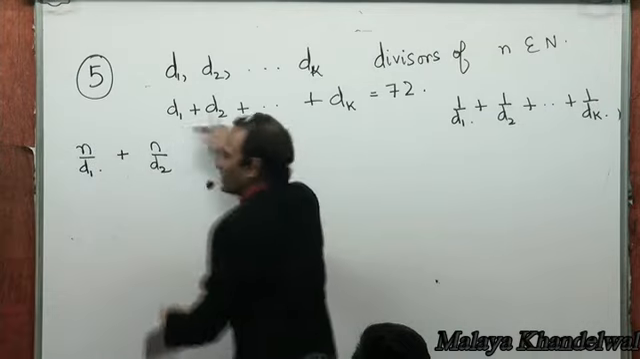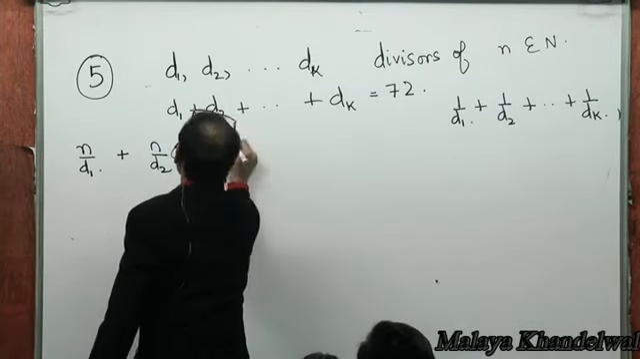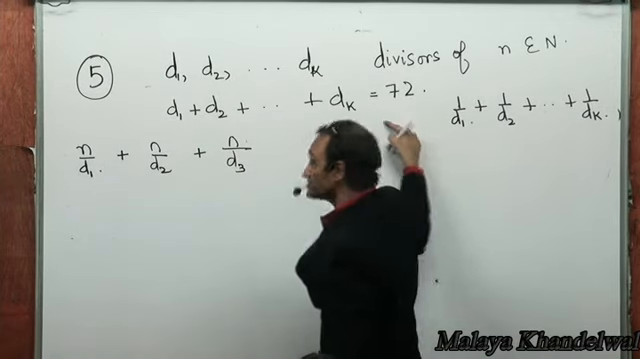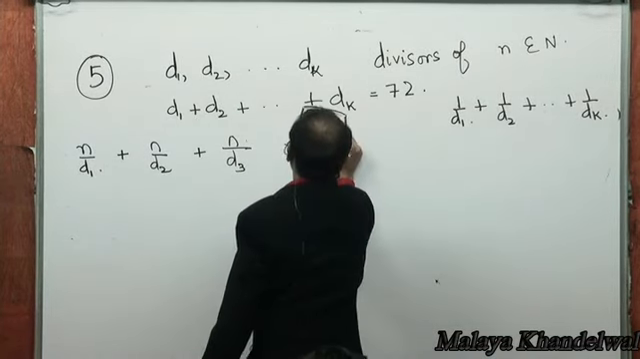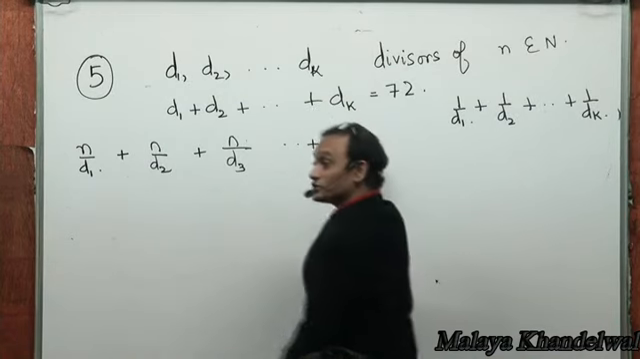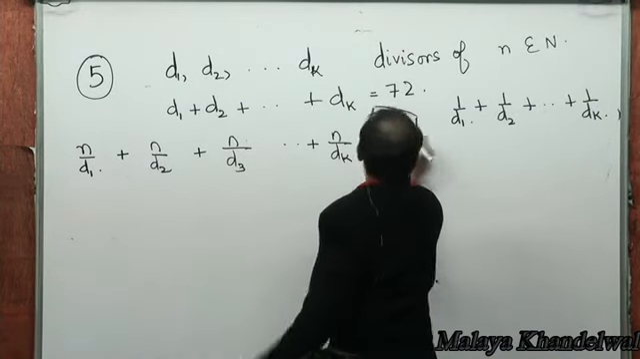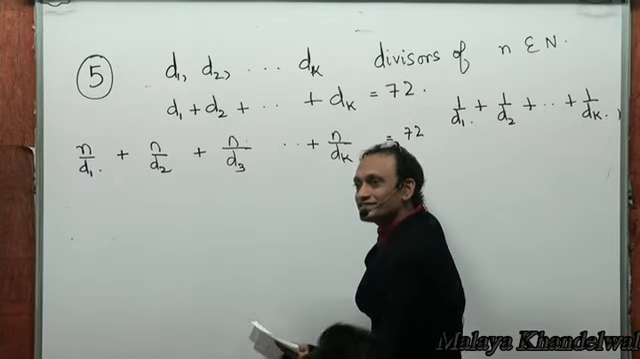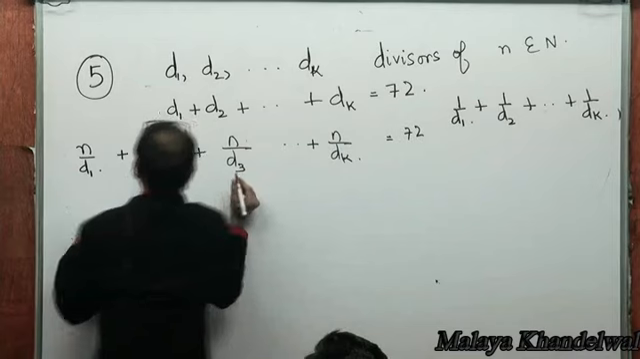And it will be some number here. N by D3 will also be a divisor of n. It will be equal to some divisor here. N by dk will also be a divisor of n. Some number here. And this must also be 72. It's the same set rearranged. Yes or no?